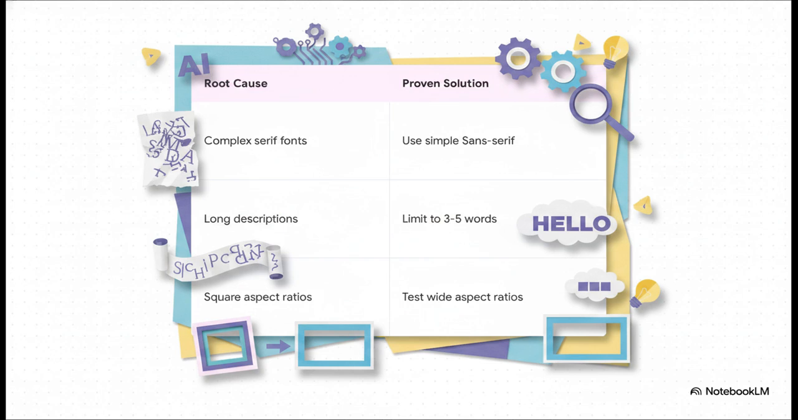If you ask for complex serif fonts with fine details, the AI just breaks. The fix? Explicitly ask for simple sans serif fonts, like Helvetica. If you give it long descriptions, it gets completely overwhelmed. So you've got to limit your AI text requests to 3 to 5 words tops. And finally, square aspect ratios often compress text horizontally, so you should definitely test out wide or panoramic aspect ratios to just give those letters some room to breathe.